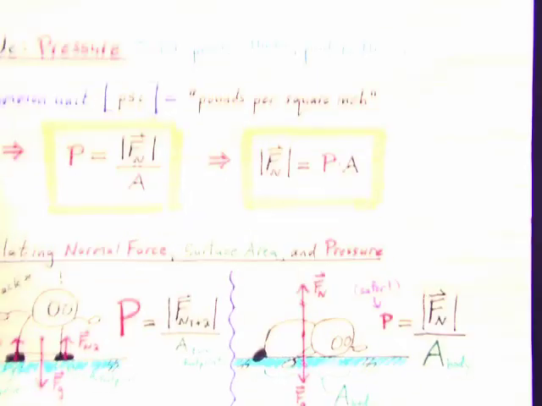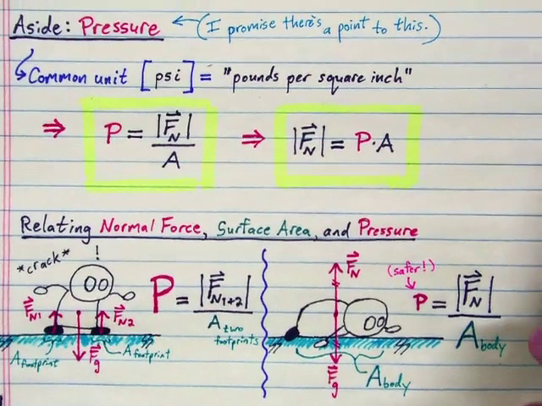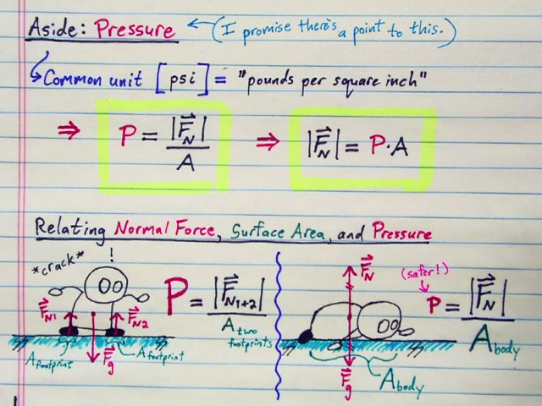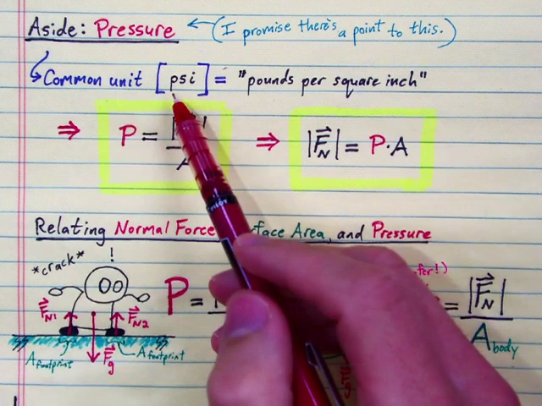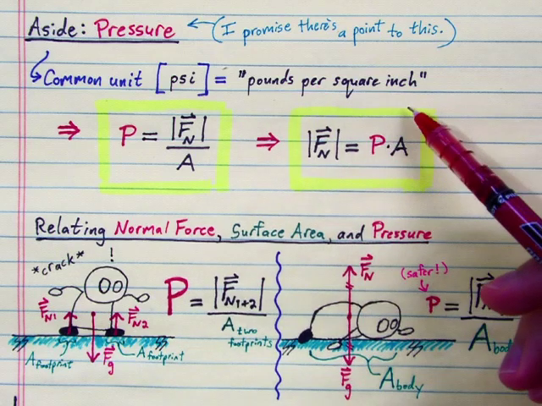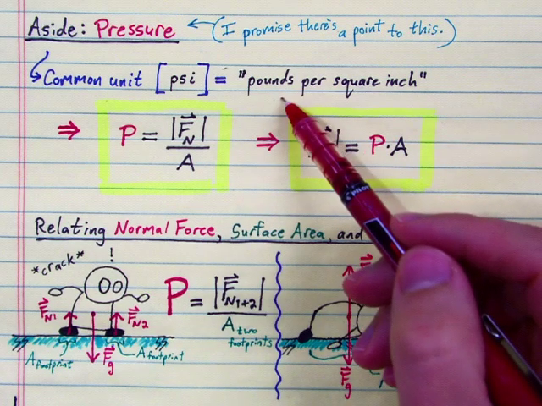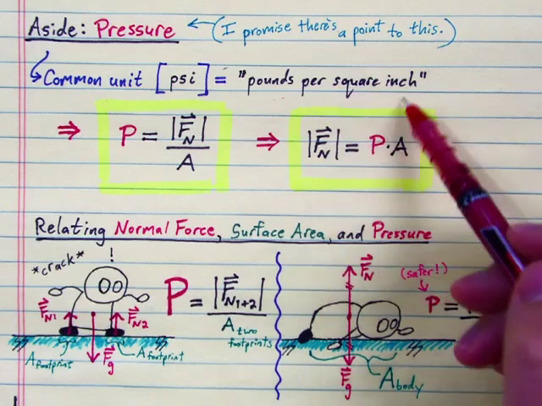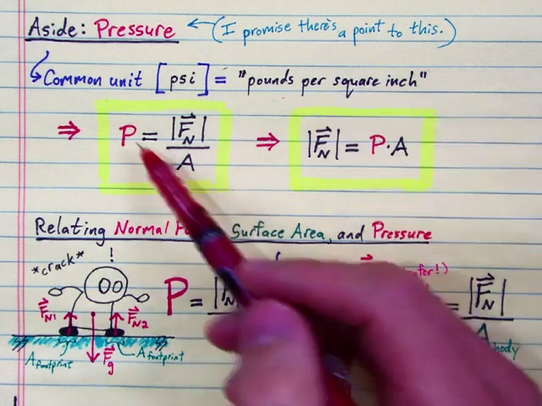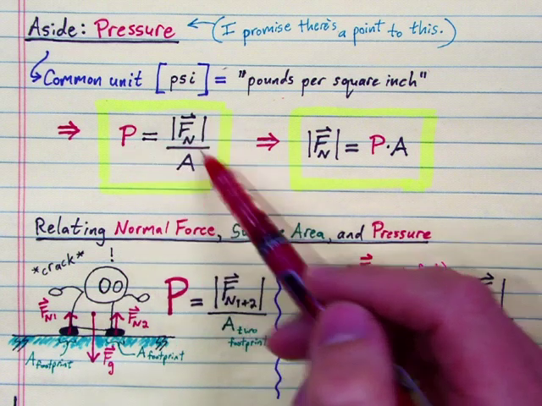Let's examine this feature of the model by talking for a moment about pressure. You may know that air pressure in car tires is often measured in units called PSI, which stands for pounds per square inch. That unit actually tells you how pressure is defined. Since a pound is a unit of force and a square inch is a unit of surface area, pounds per square inch indicates that the pressure exerted on a surface is defined as force per unit area.